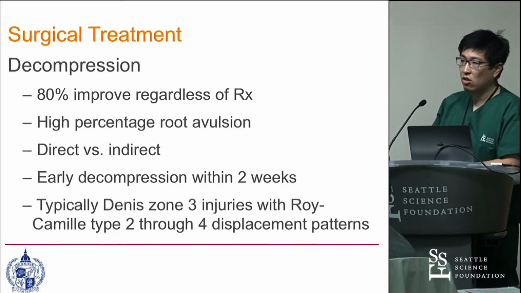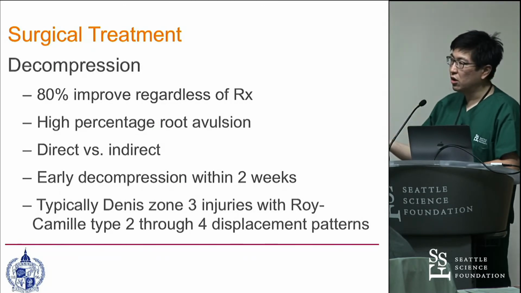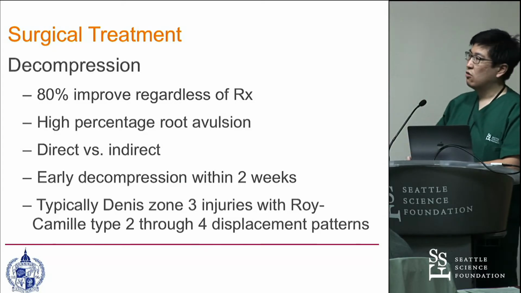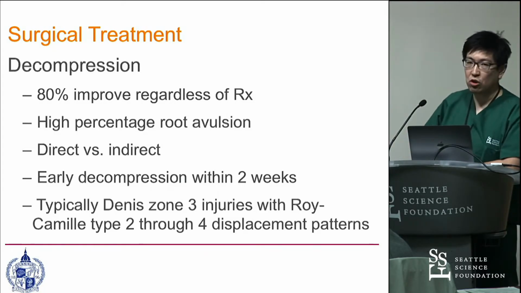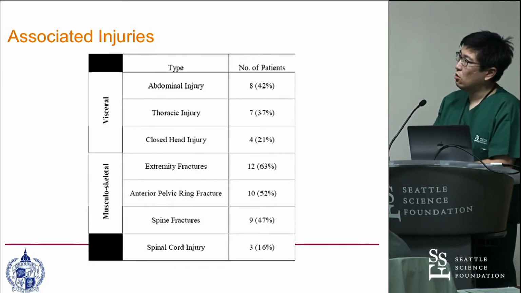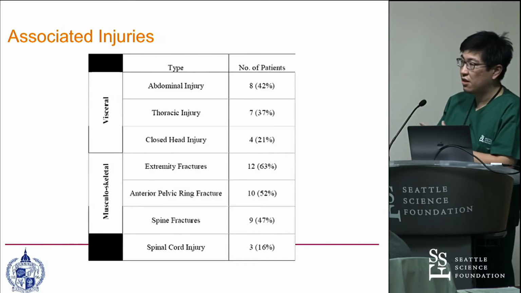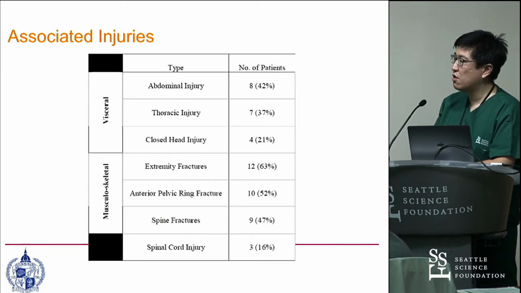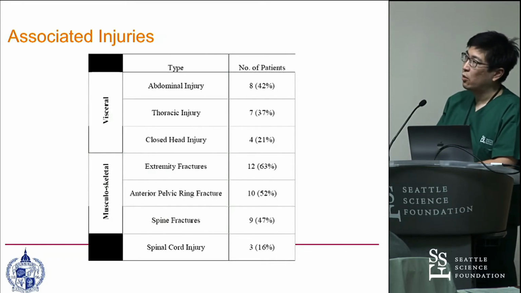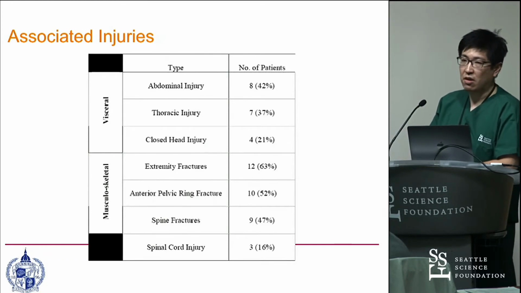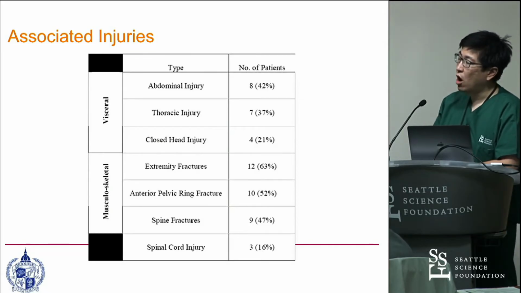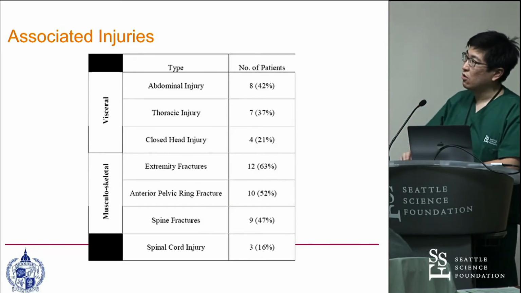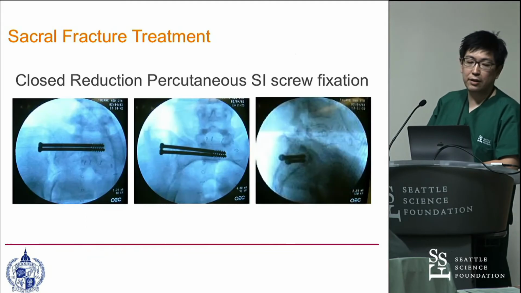And typically Dennis zone 3 injuries extending to the spinal canal with actual either translation anteriorly, translation and extension, or burst fractures will typically require some type of open surgical treatment in order to stabilize their sacrum and pelvis. And again, these are the associated injury patterns in these types of injuries. You can see that a lot of them have spinal cord injury, other spinal fractures, anterior pelvic ring fractures, head injuries, thoracic injuries, abdominal injuries. So a lot of the time, your timing of surgery is highly dependent on your trauma surgeons and triaging the other associated injuries that the patients have.